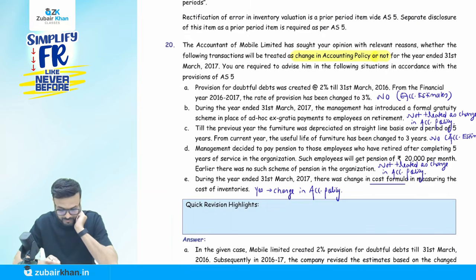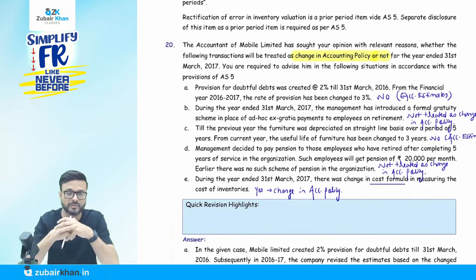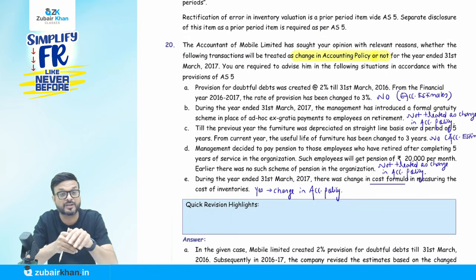Now, till the previous year, the furniture was depreciated on a straight line basis over a period of 5 years. From the current year, the useful life of furniture has been changed to 3 years. So previously, we assumed the life of the asset is 5 years. Now we assume that the life of the same asset is 3 years. So it is a change in accounting estimate. And it is also not a change in accounting policy. It is a change in accounting estimate, which is very normal in business.